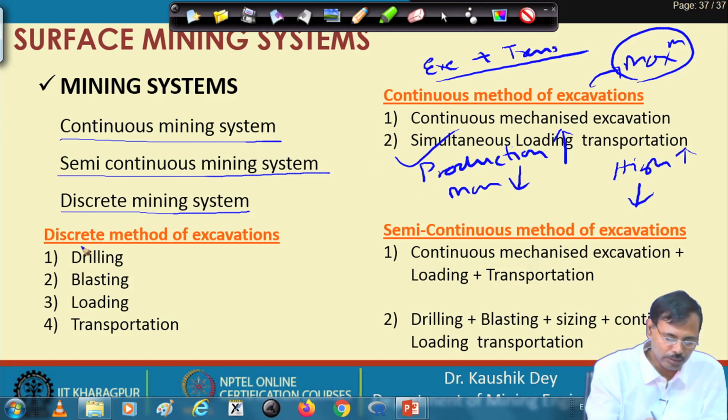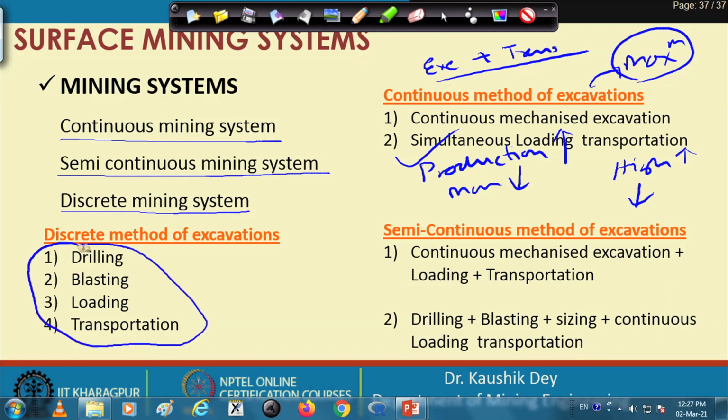If you are looking at the discrete mining system, in discrete mining system we go for different unit operations separately. So, you can carry out drilling separately, blasting separately, loading separately, transportation separately. These things are not dependent on each other. So, stoppage in one does not hamper the performance of another one. So, all these are independent, and that can be made very easily. This is the benefit of the discrete system, but as different unit operations are carried out differently, its production rate is less and its manpower requirement is high.